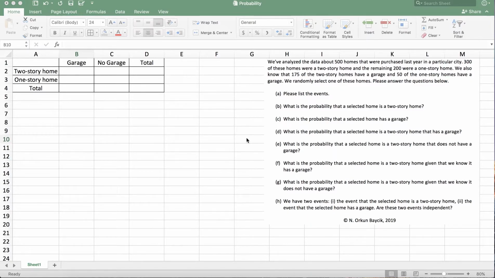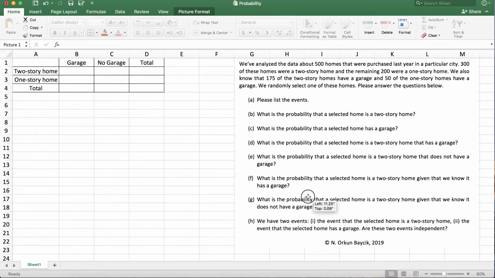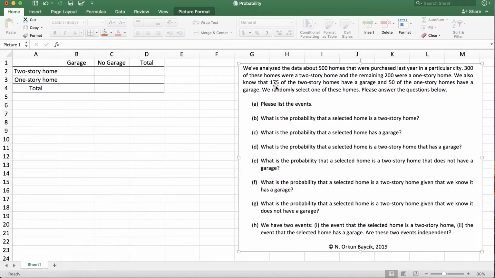Okay, so I'm going to explain this topic with an example because I think that will work the best for this particular chapter. So let's say that we analyzed a data set about 500 homes that were purchased last year in a particular city. And we observed that 300 of these homes were a two-story home and the remaining 200 were a one-story home, okay?